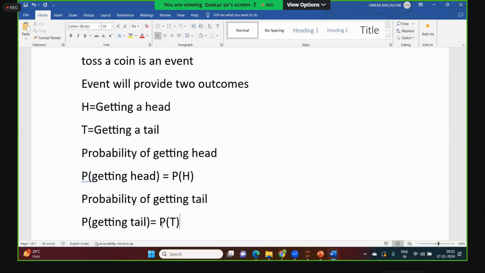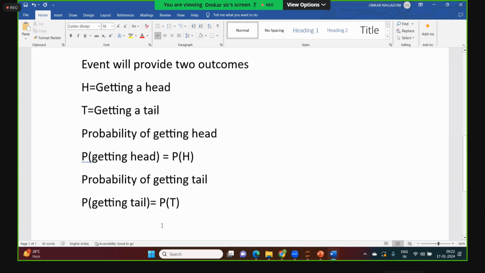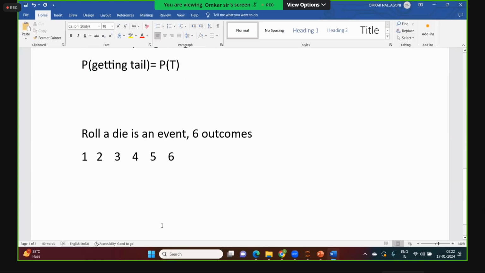Toss a coin is an event. So the event will provide two outcomes, getting a head and getting a tail. Similarly, roll a die is an event. How many outcomes will we get? 6 outcomes. Then again, probability of getting 1, probability of getting 2, probability of getting 3. So probability is always based on what? Outcomes. So generally we'll deal with the outcomes.